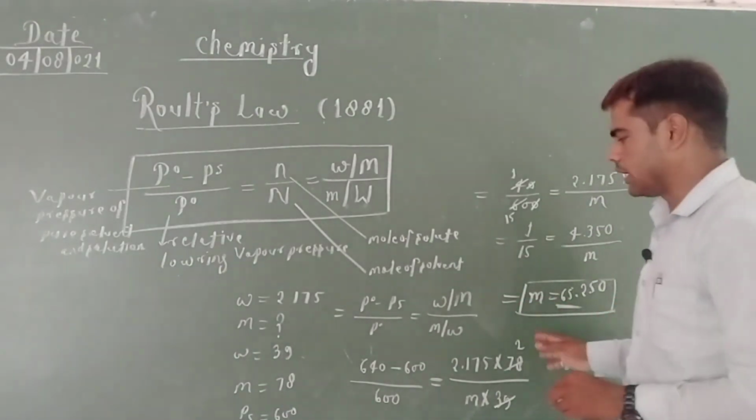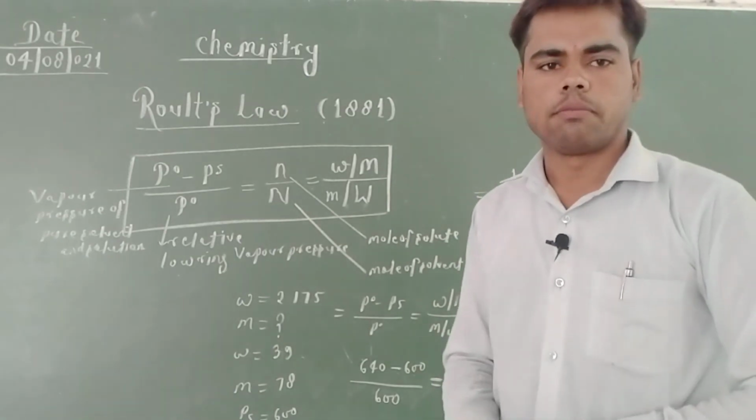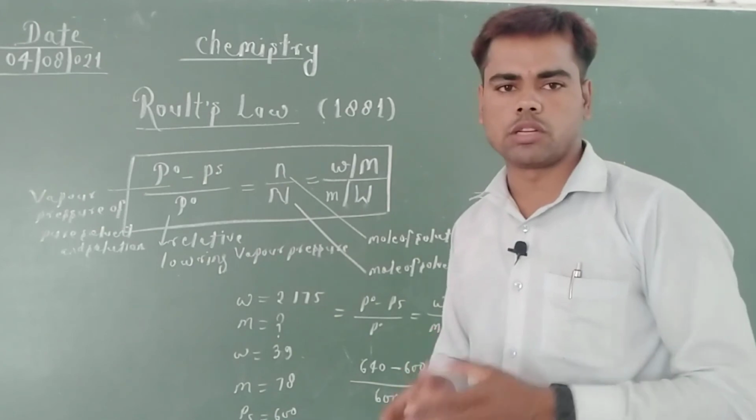So guys, with the help of this formula you can easily find out the relative lowering of vapor pressure and the amount of solute and solvent.